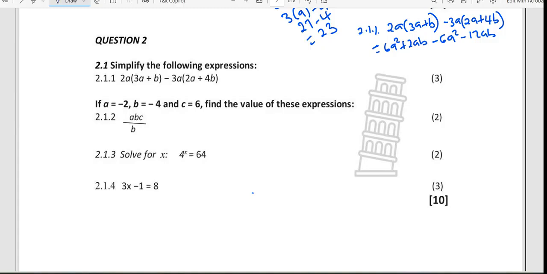So these are the last terms. 6a squared minus 6a squared is 0, nothing. Now we are left with 2ab minus 12ab. They are also like terms. The answer, 2ab minus 12ab, is going to be minus 10ab. And that's the answer for 2.1.1.